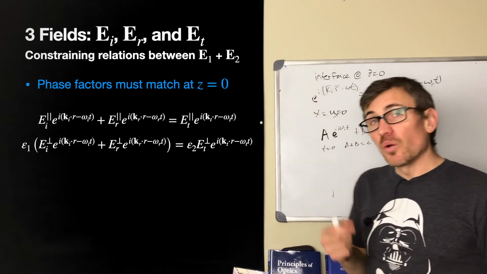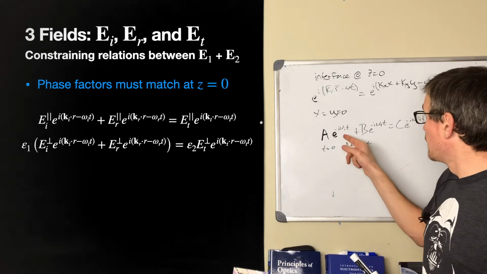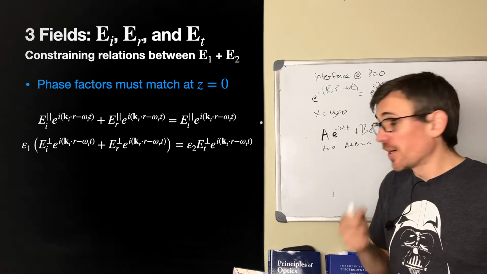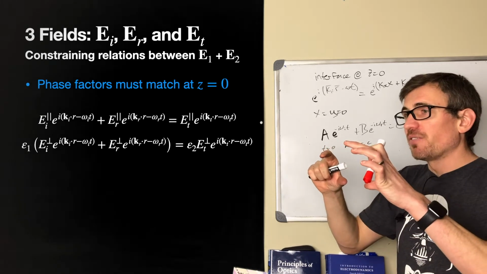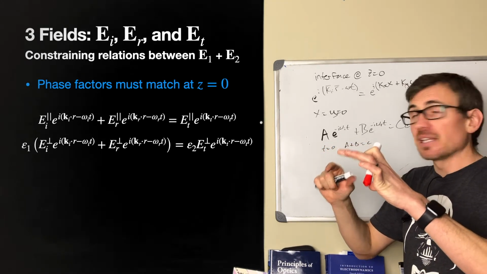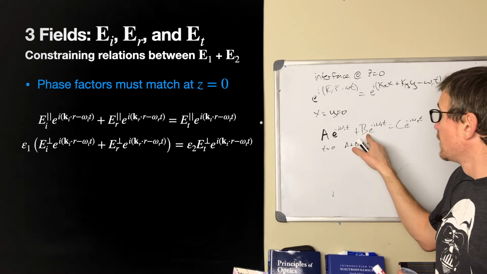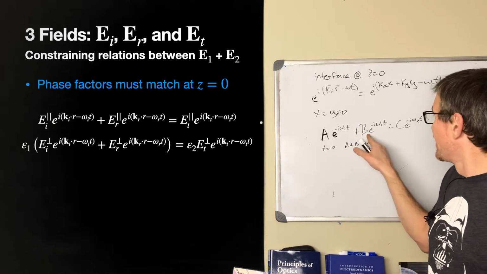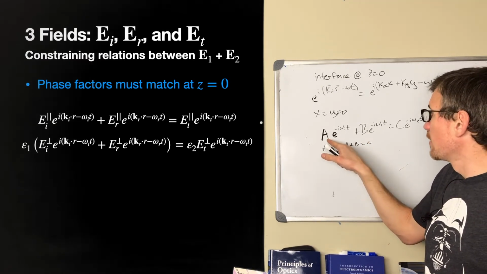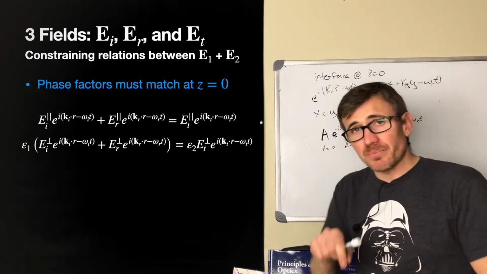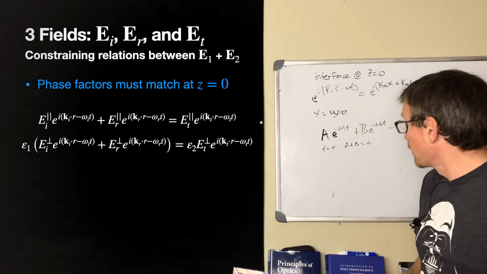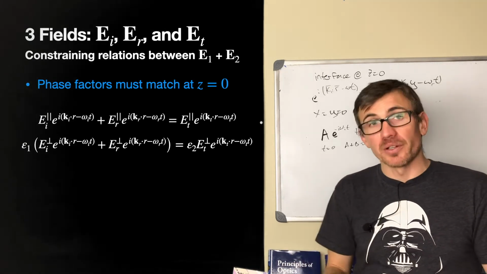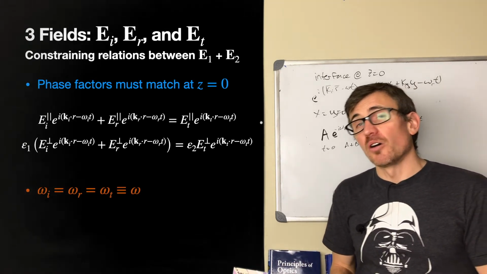So the only way that these can be equal at all times is if the frequencies are all equal, right? If not, the left-hand side, say, grew a little bit faster than the right-hand side, these constants would be changing, right? So we would no longer have the possibility of a plus b equals c if we plug those in. So the first implication of this, just by comparing the phase factors and seeing that they all must agree, is that the frequencies all must be equal.